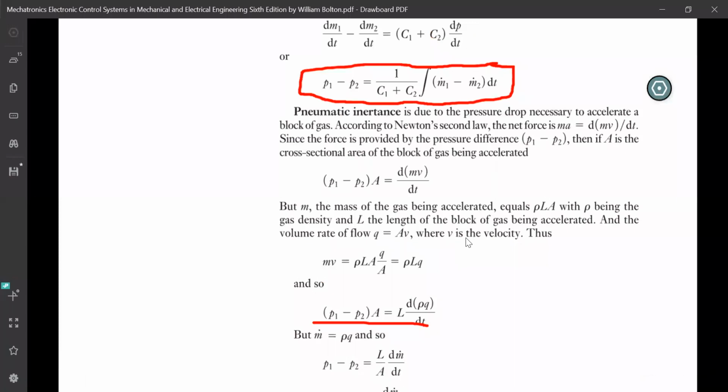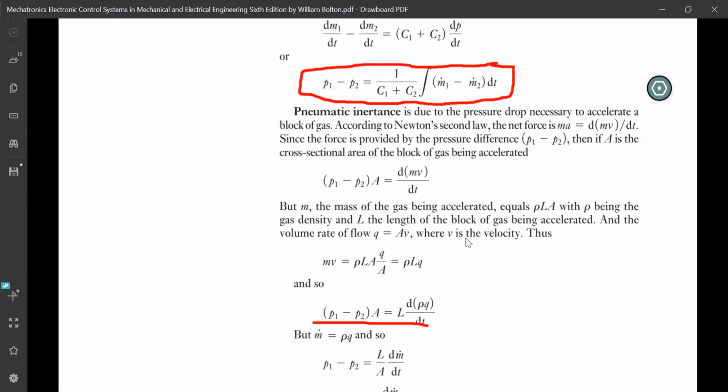Next is pneumatic inertance. This is due to the pressure drop necessary to accelerate a block of gas, which is a similar definition to the one for the liquid as well. Now, according to Newton's second law, the net force is ma, which is equal to d(mv) by dt. Since the force is provided by the pressure difference P1 minus P2, then if A is the cross-sectional area of the block of gas being accelerated, then (P1 minus P2) into area is equal to d(mv) by dt.